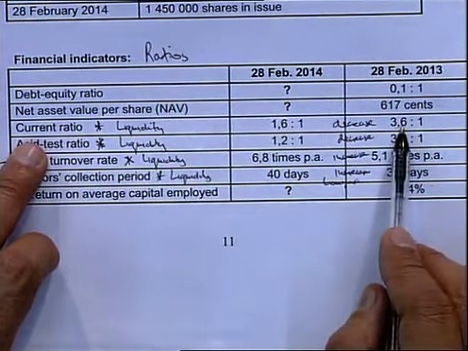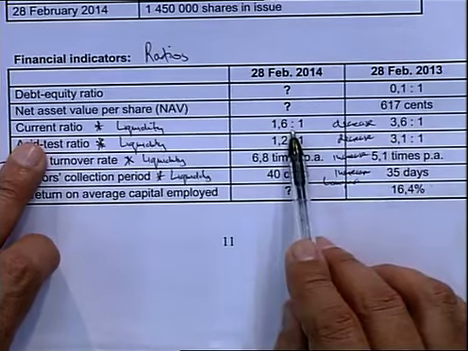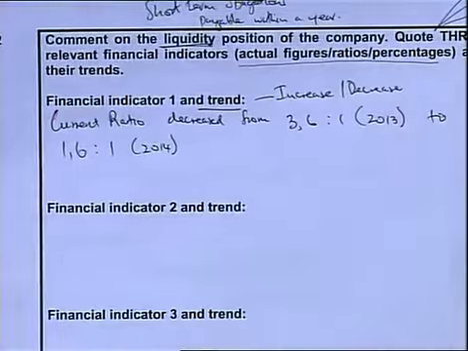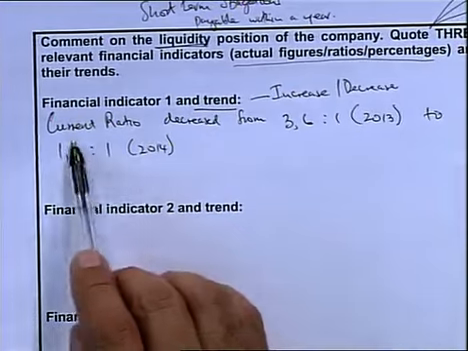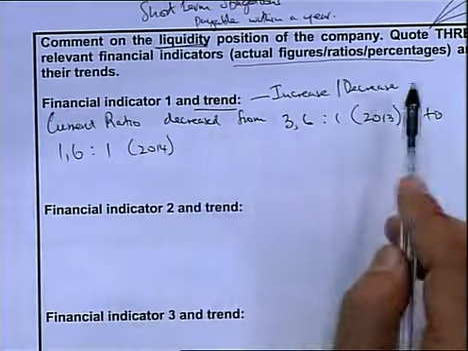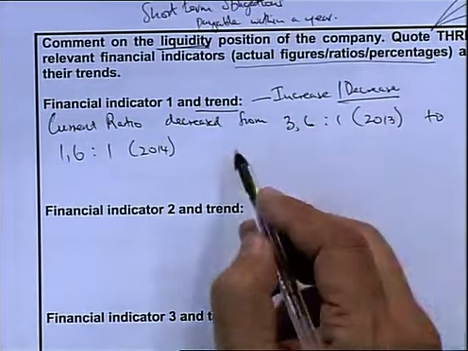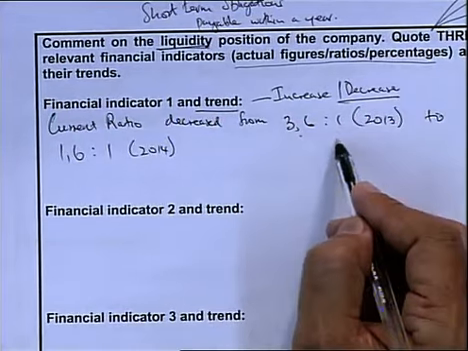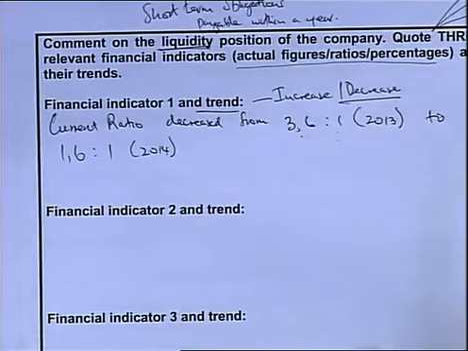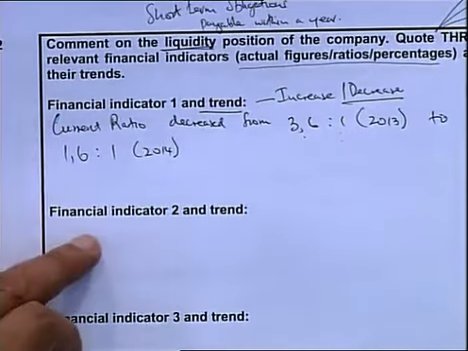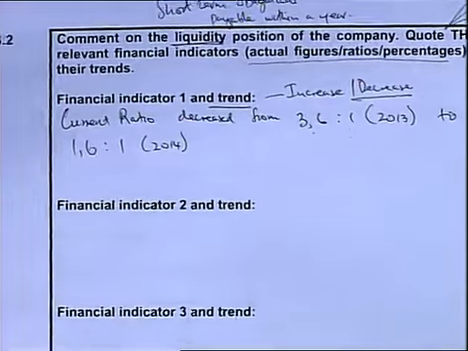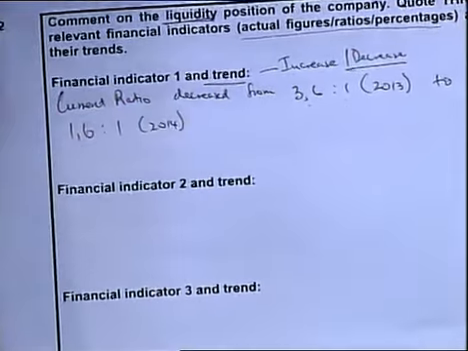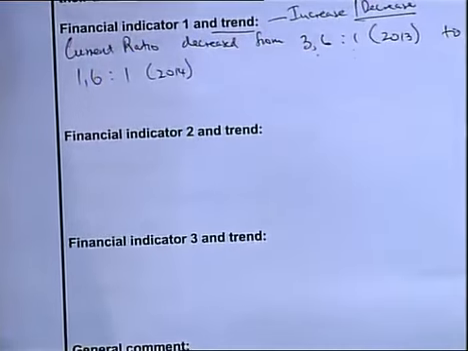It was 3,6:1. It's now 1,6:1. So my trend is right. Current ratio decrease, right? Here we go. From 3,6:1 to 1,6:1. Then I have to do the same with the second financial indicator and the same with the third financial indicator. Okay.